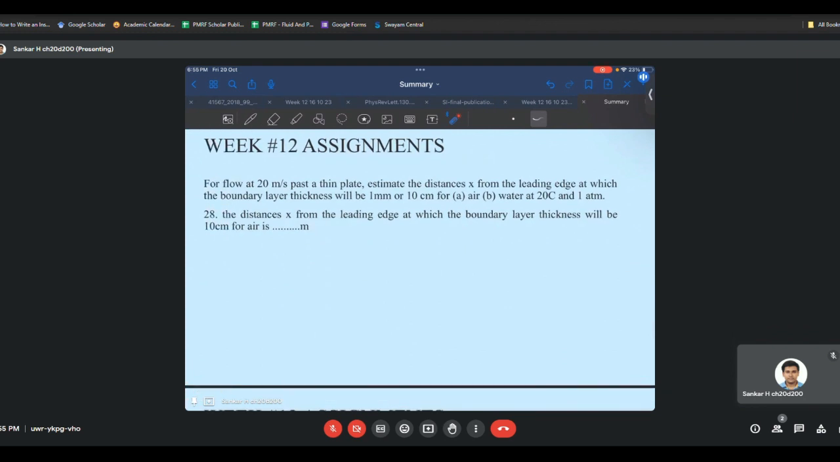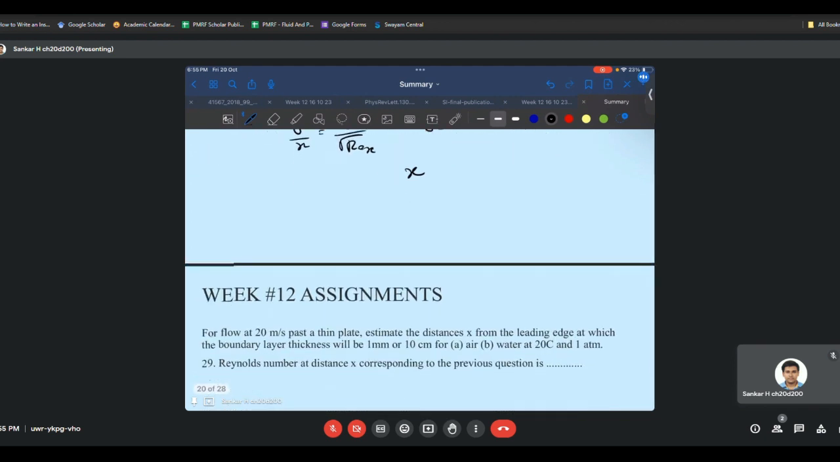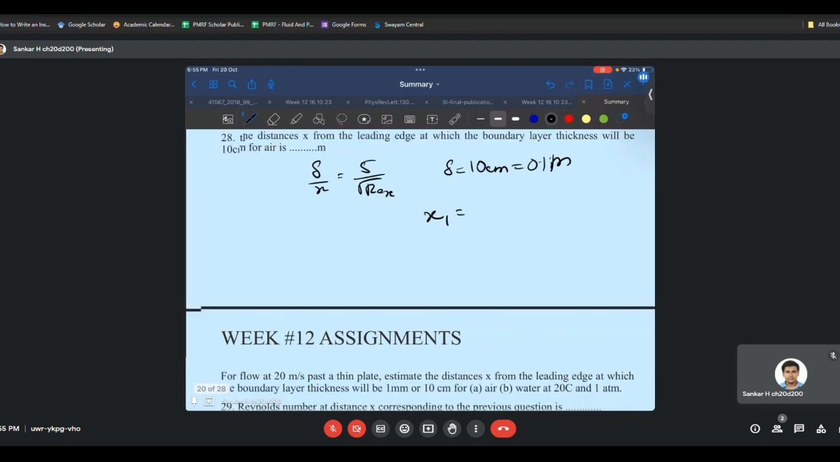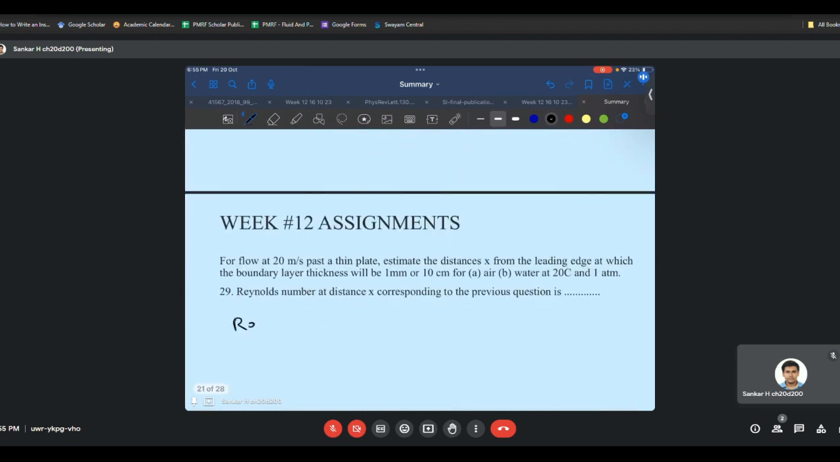So let's do this question and maybe it will be clearer here. First we solve using delta by x equals 5 by square root Re_x. We use everything as given except that delta is now 10 centimeters, which is 0.1 meter, and we'll get a value for x. If you substitute that value in the Reynolds number, let's call that x_L, indicating laminar flow, and calculate Re_xL, you'll find that the Reynolds number will be of the order of 8.6 into 10 raised to 7.